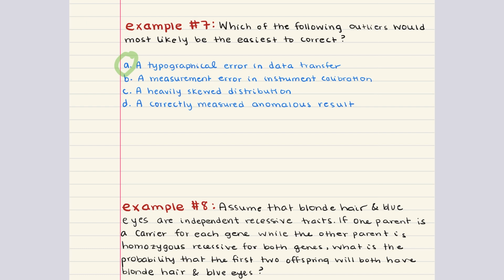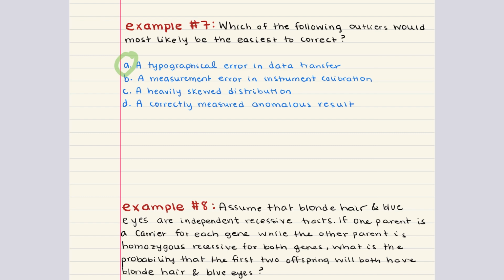Since it isn't an error, correcting or addressing this might not be very straightforward, and it might involve further experiments or additional studies or more reading up on certain material. So, reading through all of these options, A is the correct answer. It's going to be the outlier that's going to be the easiest to correct for.